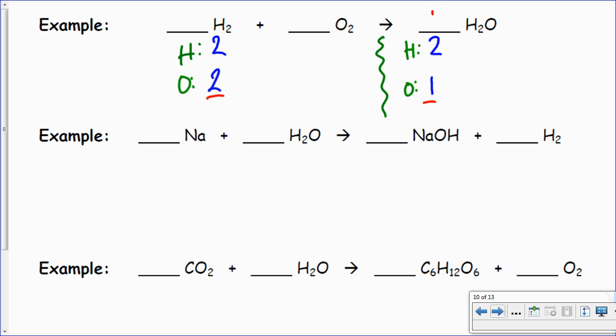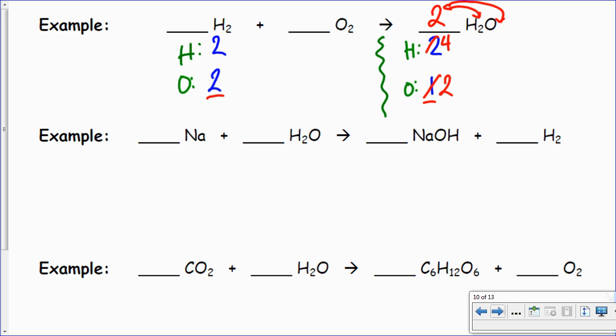So if I put a 2 as a coefficient out there, I then have to count my atoms again. Now, in this case, I have 2 times 2 is 4 hydrogens, and 2 times 1 is 2 oxygens. Now I counted, I compare. My hydrogens don't match now, but my oxygens do. So now I got to go put a coefficient in on the left side, because again, count, coefficient, compare, repeat.